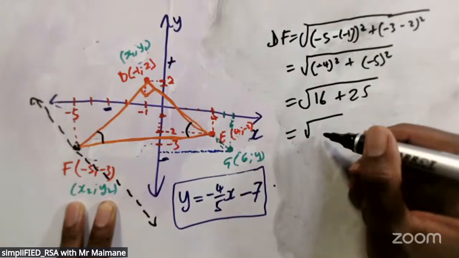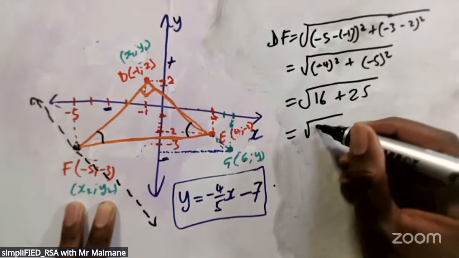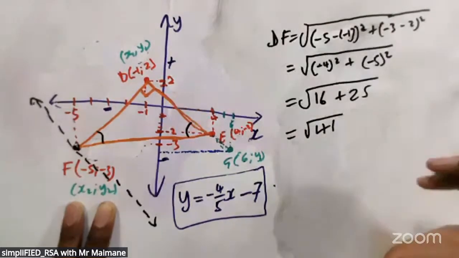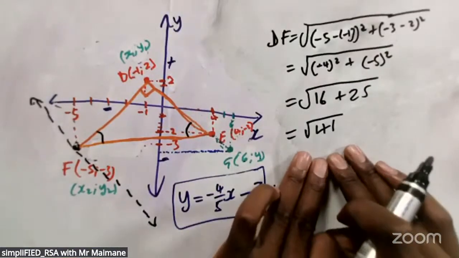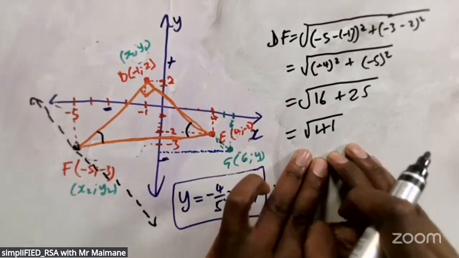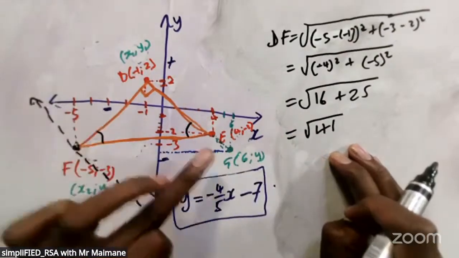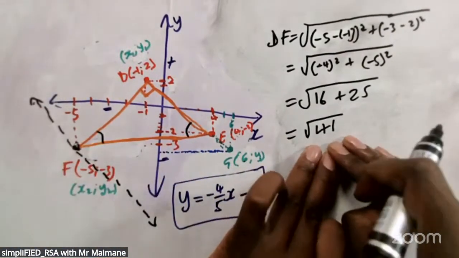Don't wait for the next person. It's not a competition. We can leave it here for now, because we are just trying to prove if they are equal. So I can do DE and see if it's going to be the square root of 41 as well.